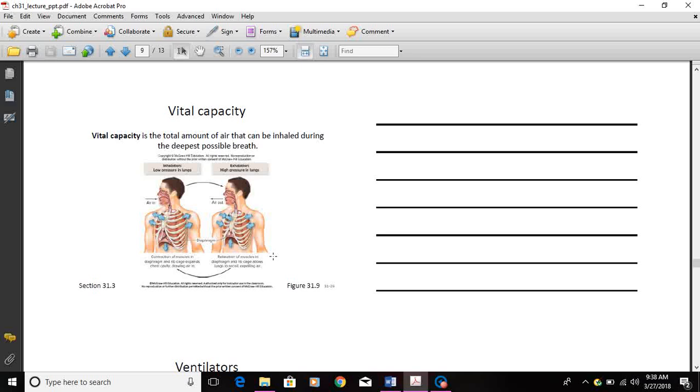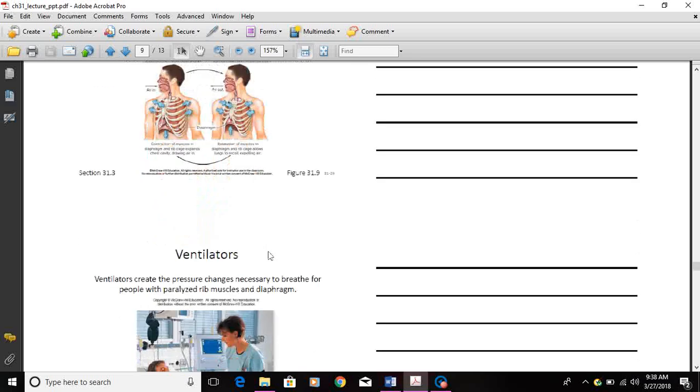Now, that number is going to change based on age, based on the sex of the person, and based on health. So as you can imagine, a smoker who's been smoking for like 20 years is going to have a lower vital capacity than someone who's an athlete and in their 20s or something like that. So that vital capacity is going to change based on who you are and how much exercise you get, all that kind of good stuff.